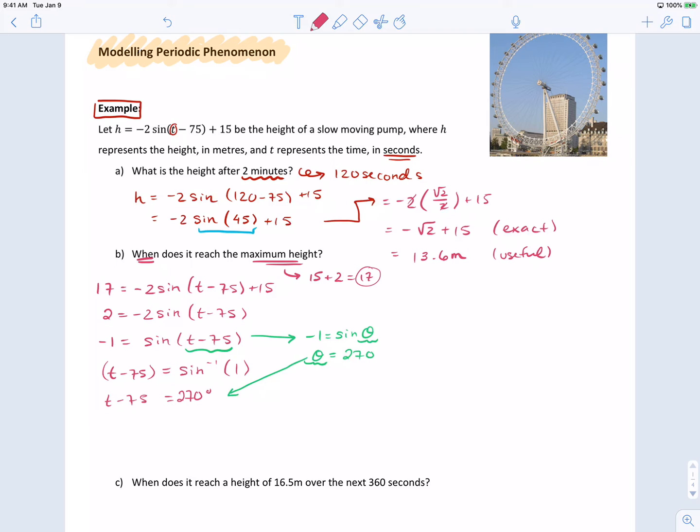Finally, we add 75 to both sides, so t equals 345, in this case, seconds. So when does it reach its maximum height? After 345 seconds. You could convert that to minutes if you like, but I don't feel like it, so we're going to leave it there. The question doesn't specify, so we'll go with the easiest unit.